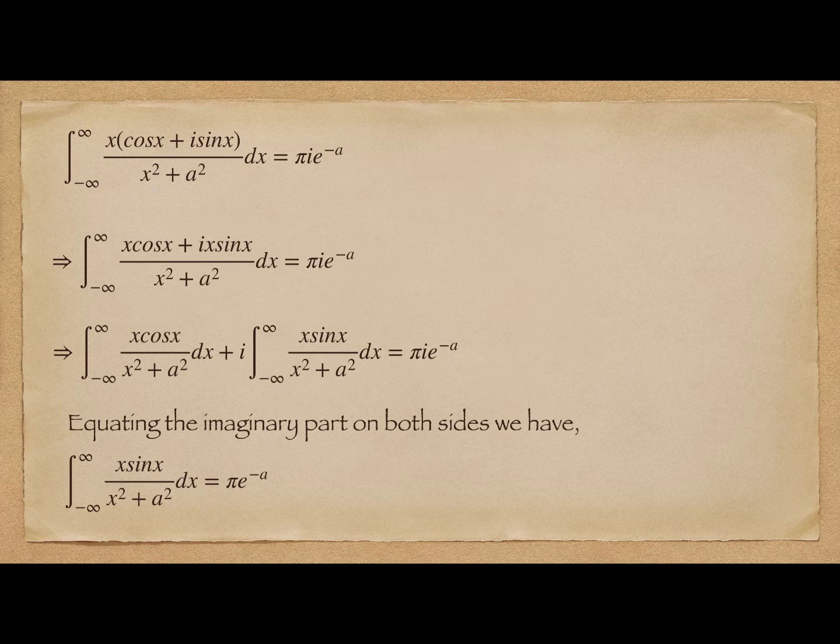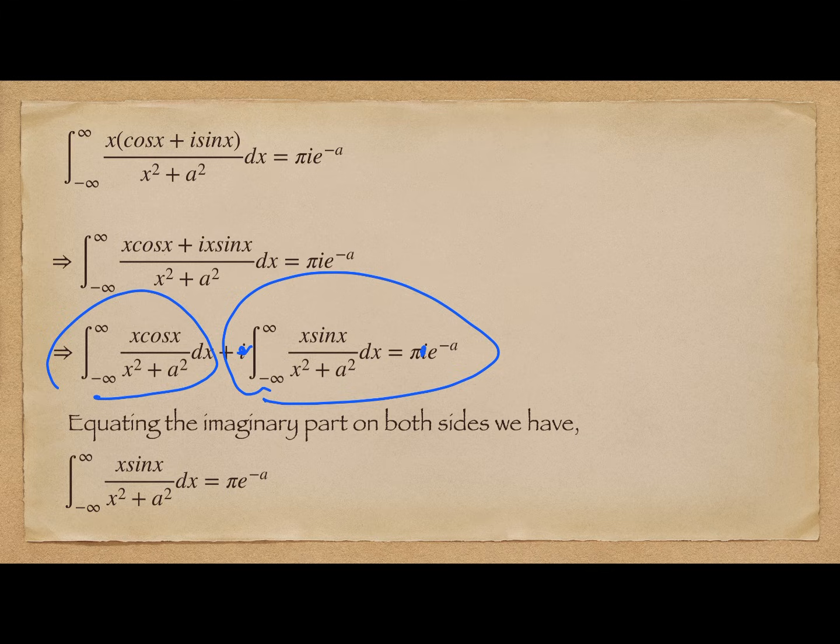And now you split this integral: the integral from minus to plus infinity of x cos x by x squared plus a squared, plus i times the integral of x sin x by x squared plus a squared, pulling out i. The other side is pi i into e^(-a). Now we equate the imaginary part on both sides. Leaving out this i, we write the other terms: the integral from minus to plus infinity of x sin x by x squared plus a squared dx equals pi into e^(-a). The real part, of course, is 0, so we have only the imaginary part here.